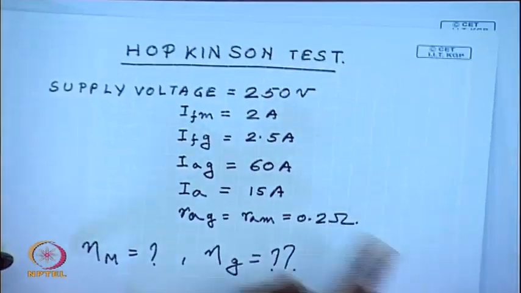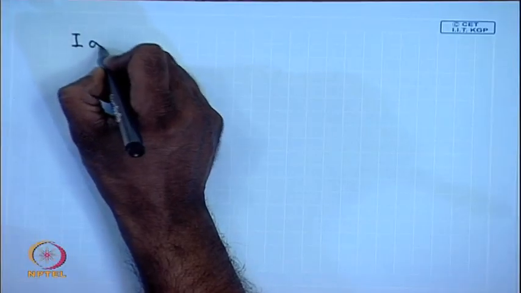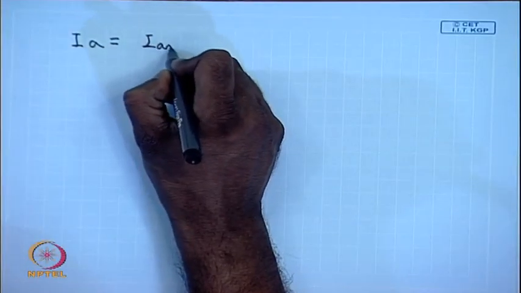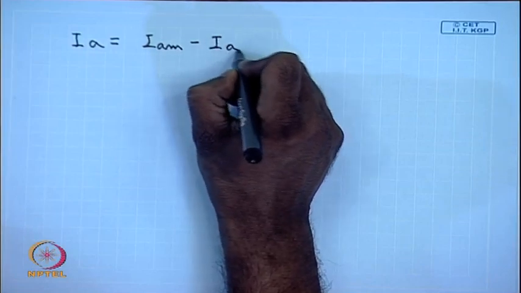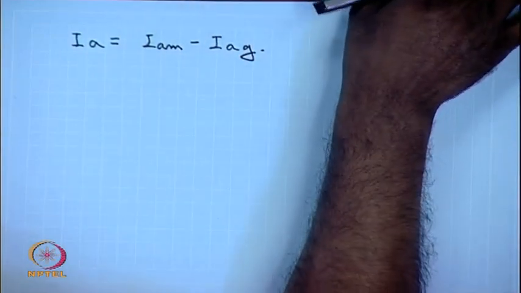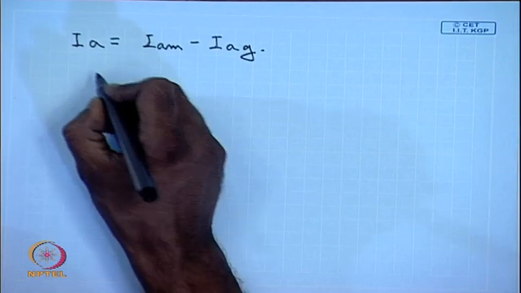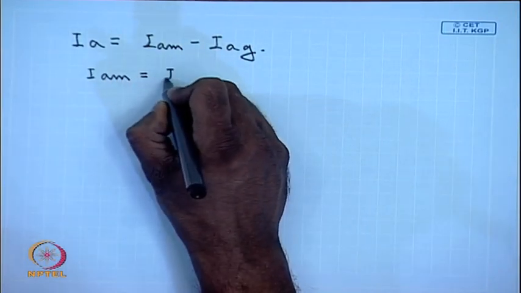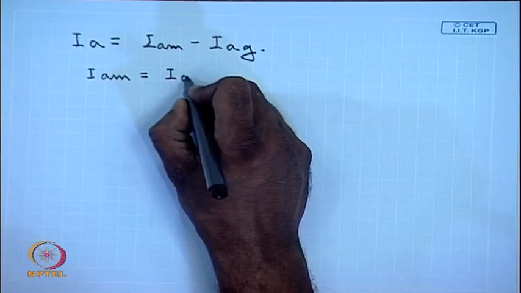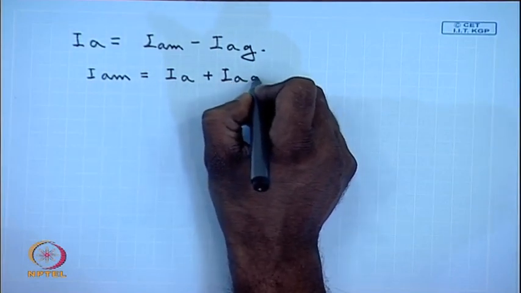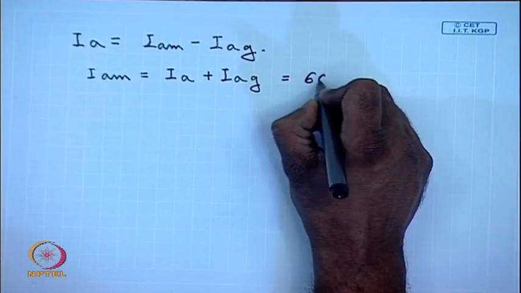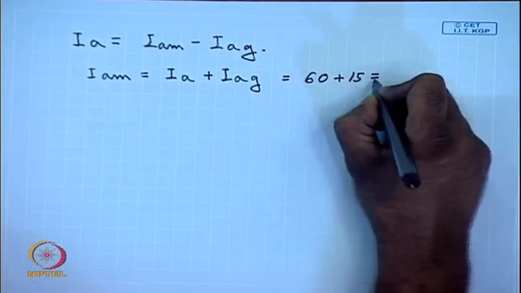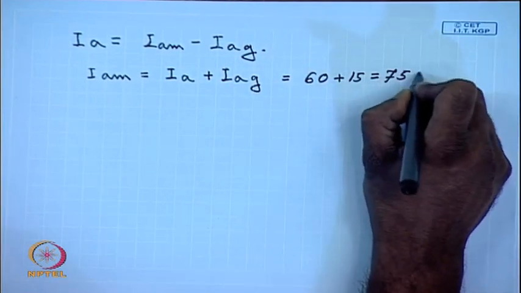The generator field current is given, and we know that IA equal to IAM minus IAG. Therefore, IAM equal to IA plus IAG. This comes to 60 plus 15 equal to 75 amperes.